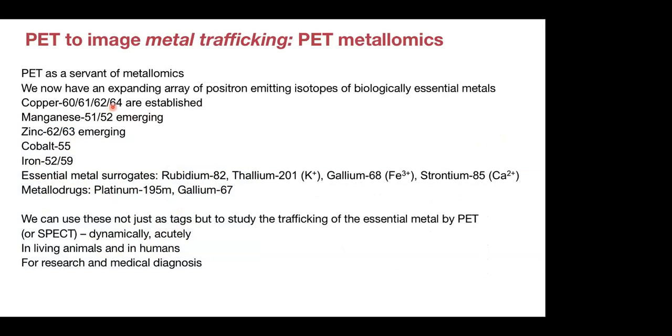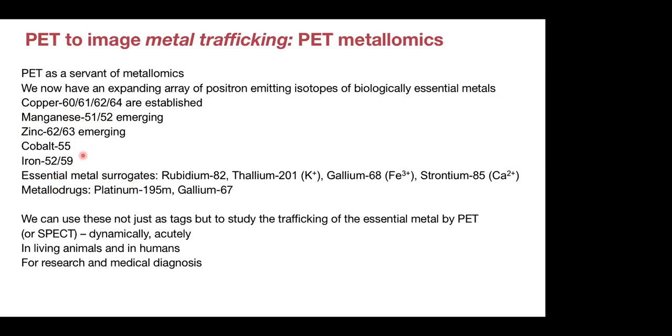It's becoming possible because we have an expanding array of positron-emitting radioisotopes of the biologically essential metals. We have isotopes of copper that we've been using quite routinely for a few years now. Manganese isotopes are just emerging, and zinc. Cobalt and iron isotopes have been around for a long time. We haven't done any work with those recently.